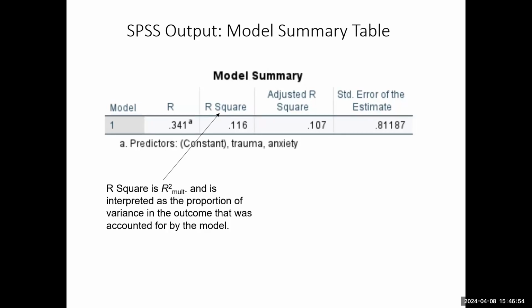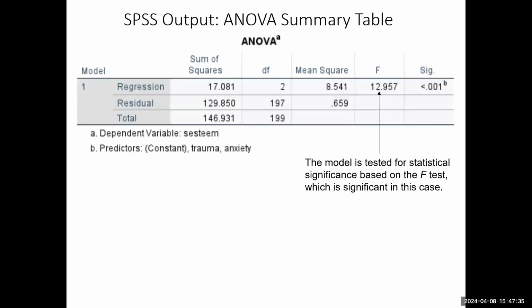So in the model summary table, I've drawn an arrow to the R-squared estimate. This is a multiple R-squared estimate in our case because we've got 2 predictors in the model. And we interpret R-squared as the proportion of outcome variance that can be explained by the model. So in our case, this R-squared of 0.116, or 11.6% of the variance, is telling us that our 2 predictors, anxiety and trauma symptoms, are accounting for about 11.6% of the variability in self-esteem.